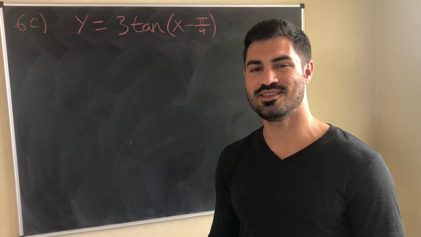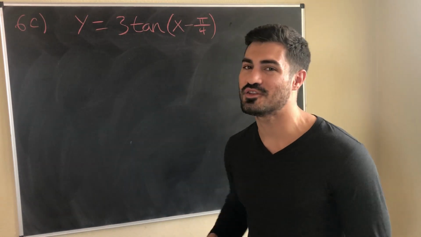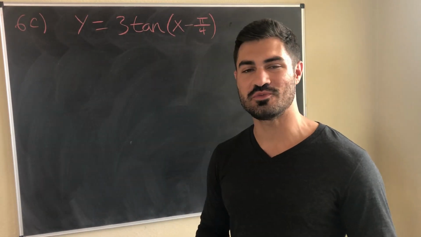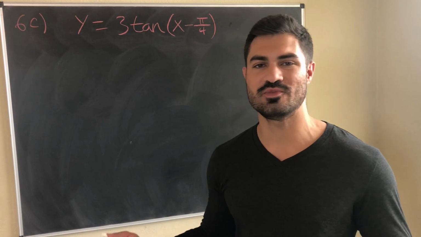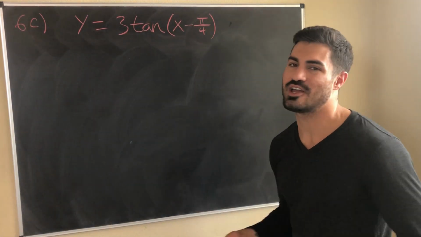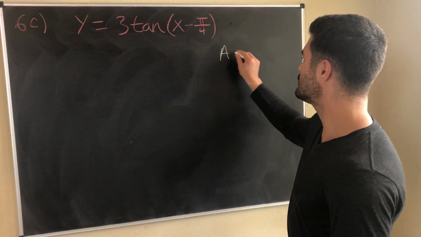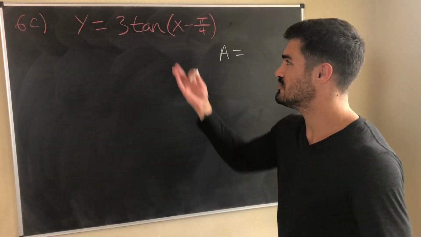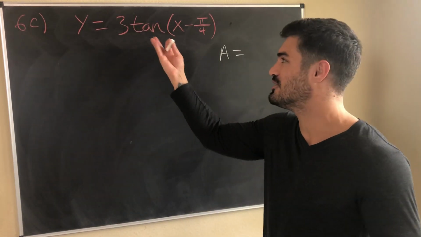All right, here's part C. This is the last trig function we're going to graph in this video. And it's a tangent function, which a lot of people seem to be scared of, but there's no reason to be scared. We're going to just jump into it just like we do with sine and cosine. So first, let's look at our amplitude. The amplitude is still just the absolute value of that number that's chilling out there in front.